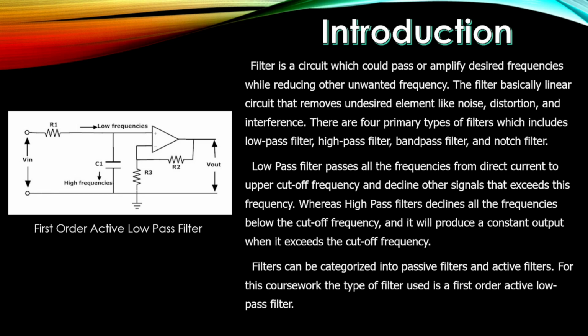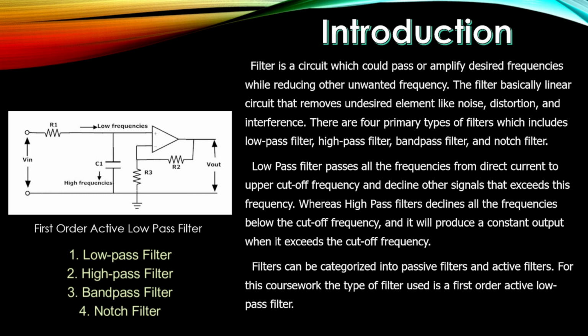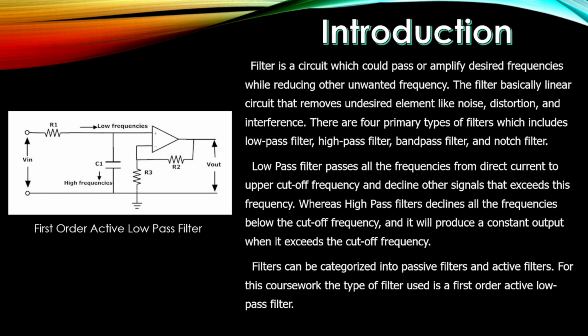First of all, a filter is a circuit that can pass or amplify desired frequencies while reducing unwanted frequencies. It removes elements like noise, distortion, and interference. The four primary types of filters are low pass filter, high pass filter, band pass filter, and lastly, the notch filter. Filters can be categorized into passive filters and active filters.